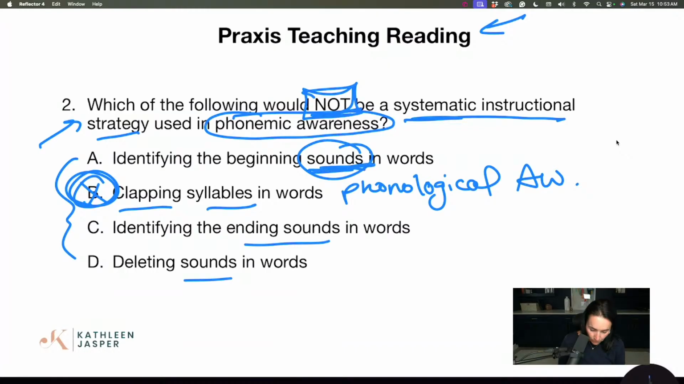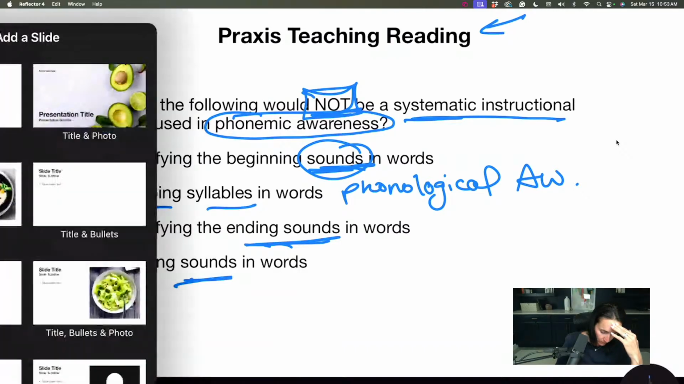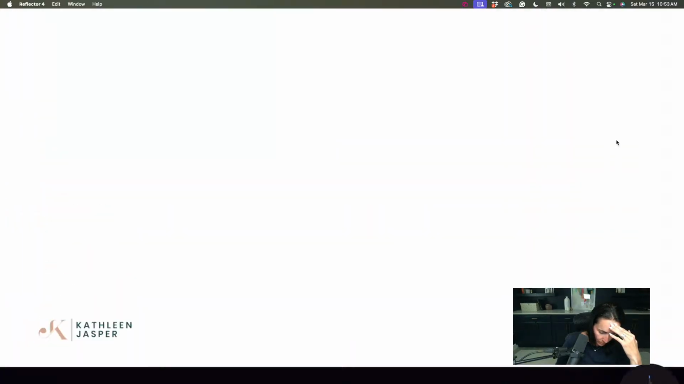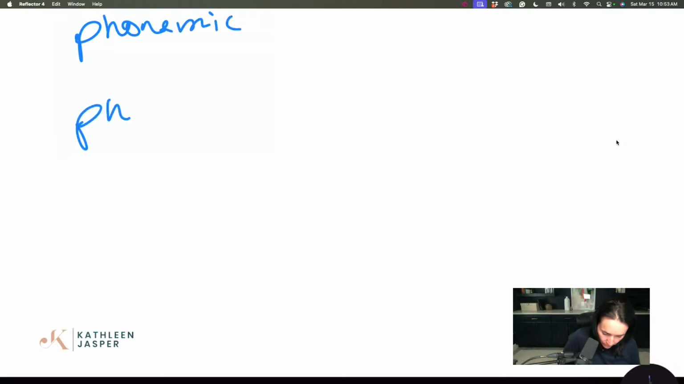Okay, we have sounds, sounds, sounds. When we are talking about sounds in words, we're talking about phonemic awareness or phonological awareness. Here's the difference between the two. And I literally just got tagged in a comment. I get people ask this all the time because it's so hard to, let me go ahead and add a blank screen here. Okay, let's talk about the difference between the two. So we've got phonemic and phonological.